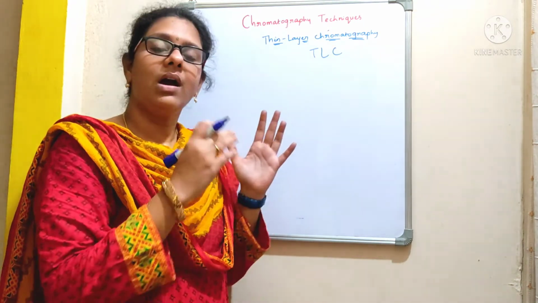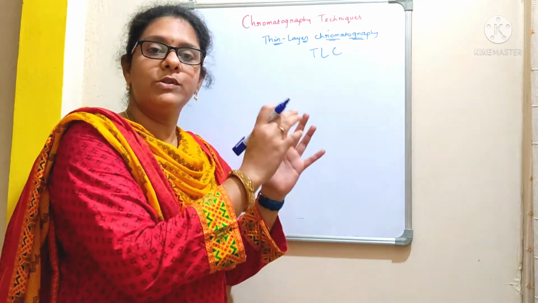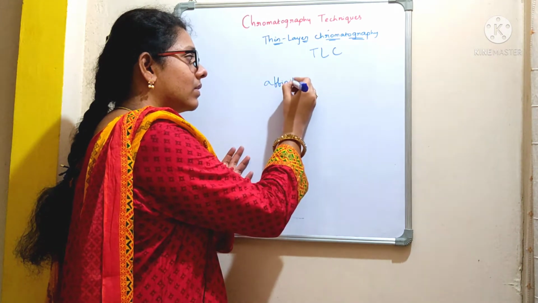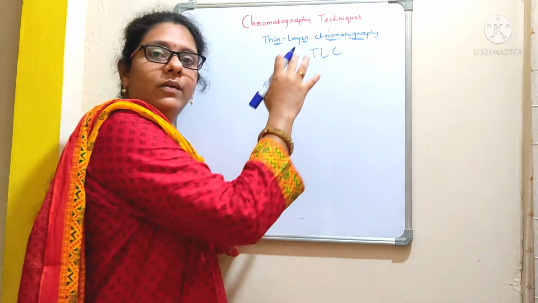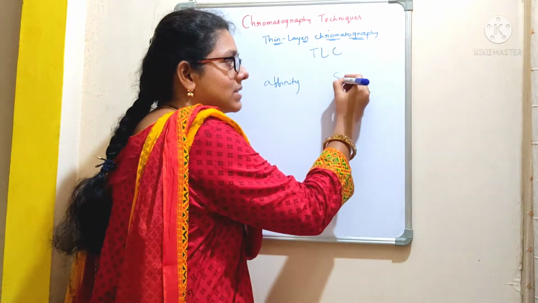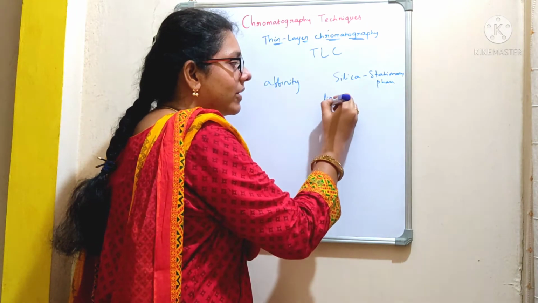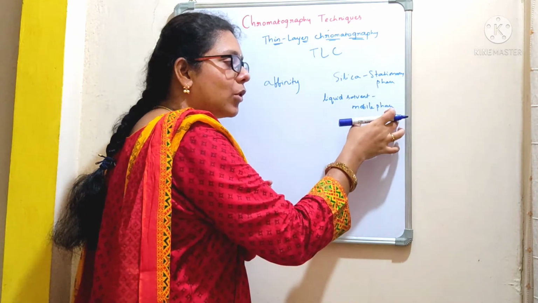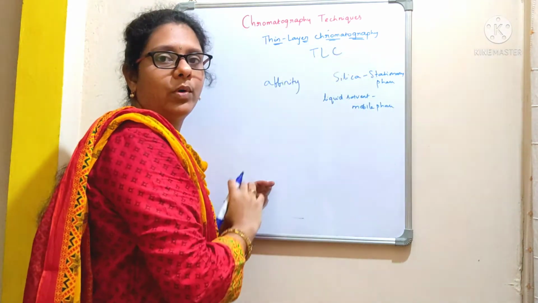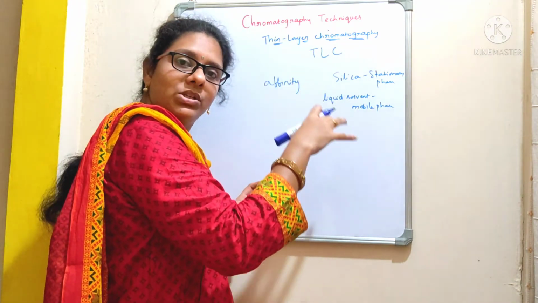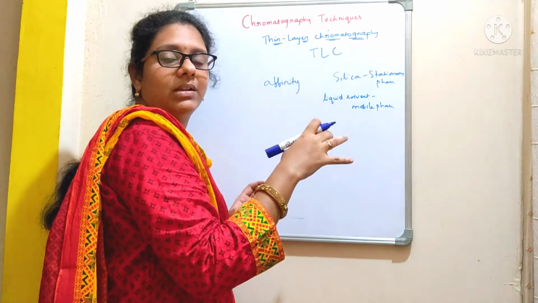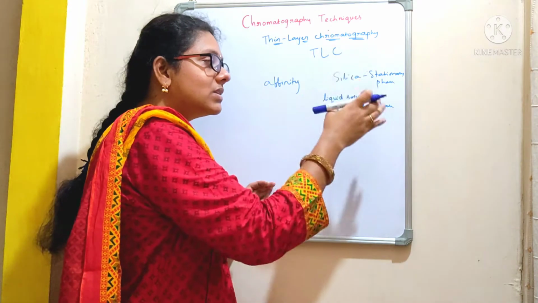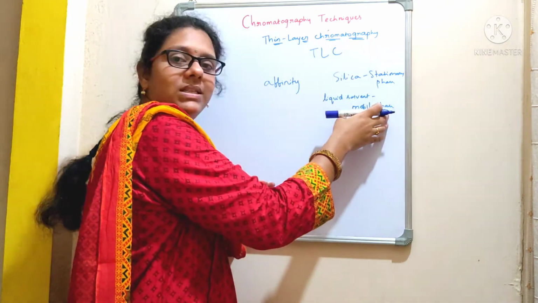In this technique, we achieve the separation of compounds from a mixture based on the differences in their affinity. Right? So here we use silica sheets as the stationary phase and a liquid solvent as the mobile phase. The interaction between the stationary phase and the mobile phase results in the separation of the compounds. The compounds present in the mixture will have differences in affinity. That means some compounds will have higher affinity towards the stationary phase, whereas some molecules will have higher affinity towards the mobile phase.